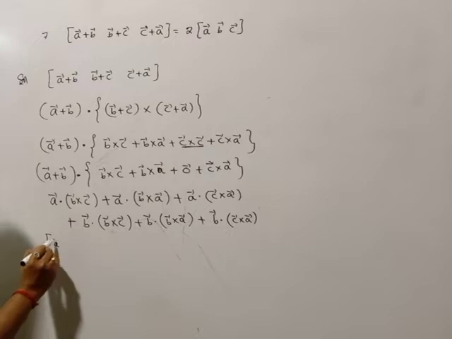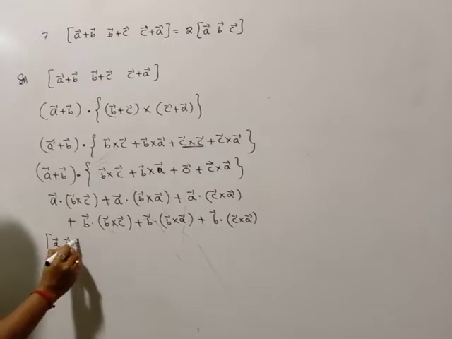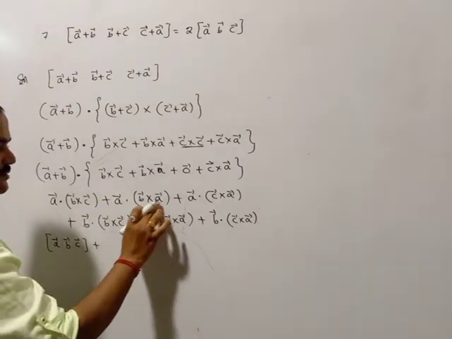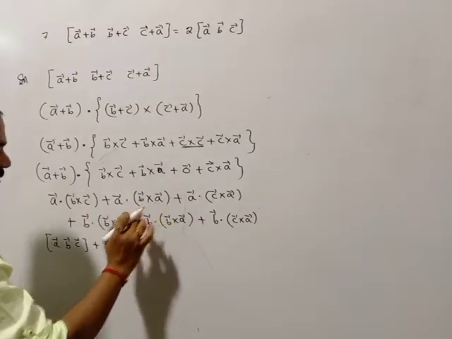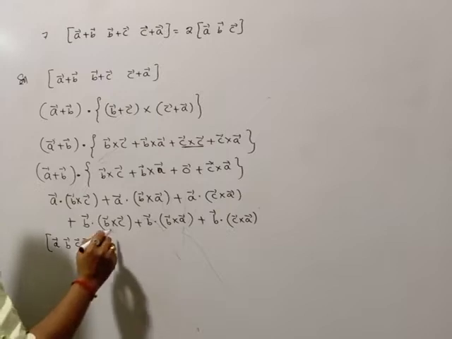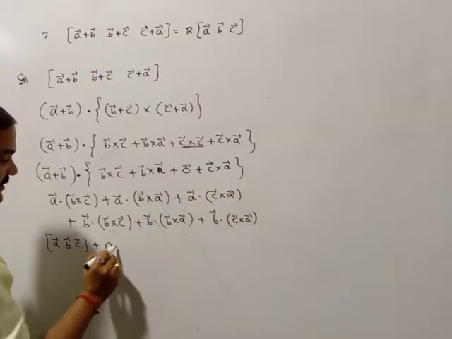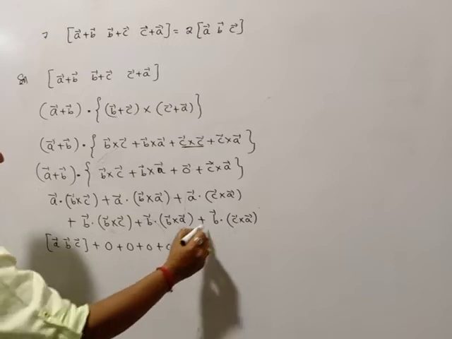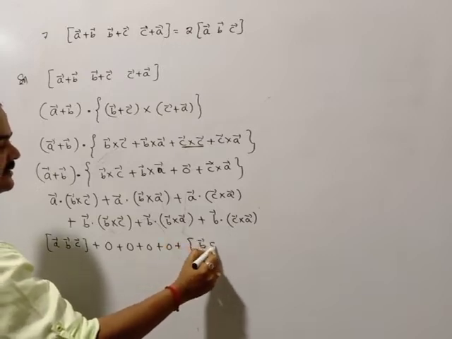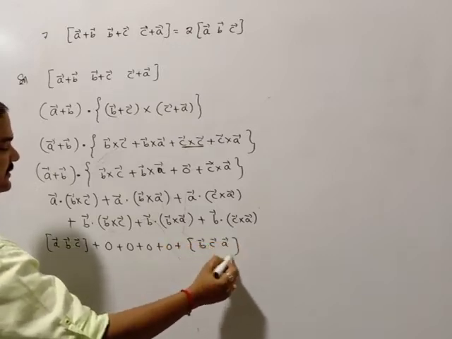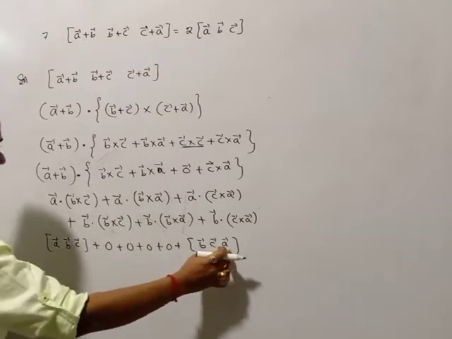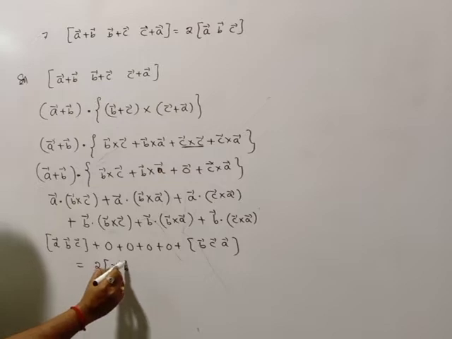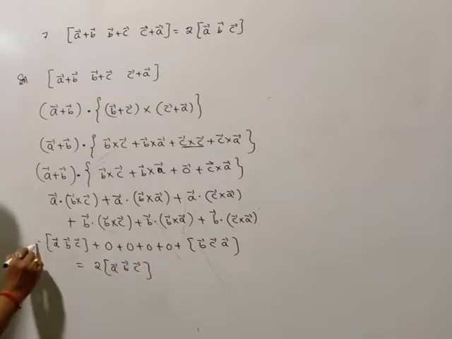So it is box of A bar, B bar, C bar. In the box product, if 2 vectors are equal, the box is automatically 0. Again here also A is repeated, so again 0. Here B B equals 0, here B B equals 0. Again it is box of B bar, C bar, A bar, in cyclic order B C A, so these 2 are the same. So that can be written as 2 into box of A bar, B bar, C bar.